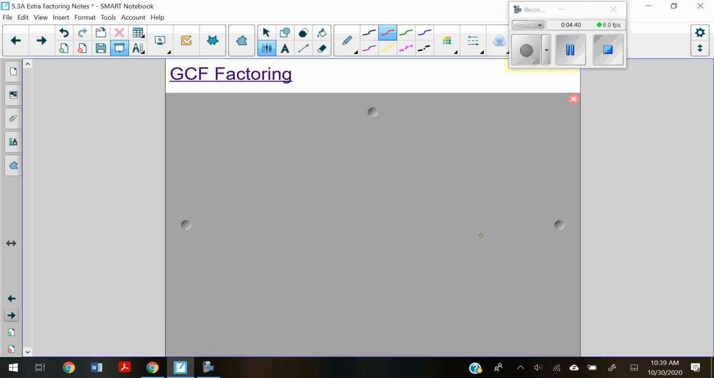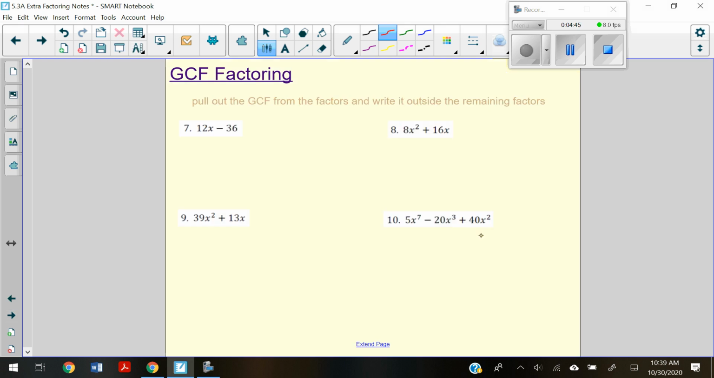So let's just jump into some practice here. Some GCF factoring. So it pulls out the GCF from the factors and writes it on the outside of the remaining factors. So I like to start thinking about this one by breaking down mine. So I get 6 and 2 and 3 and 2.